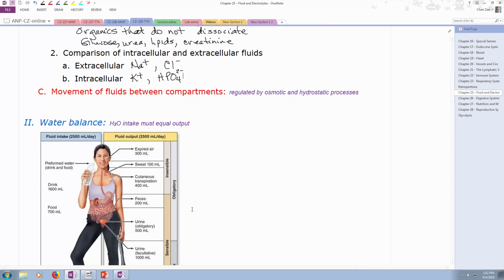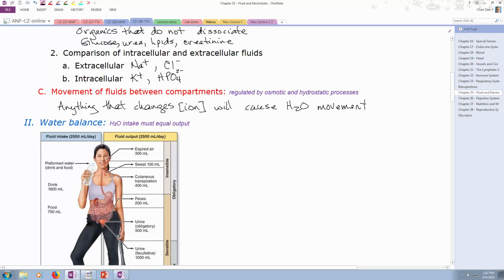So let's see here. Realize that anything that will change various ion concentrations will cause a change in our water movements or water concentration. Ion concentration causes water movement. And things that can change ion concentrations are basic diffusion processes or even pumps like the sodium-potassium pumps.